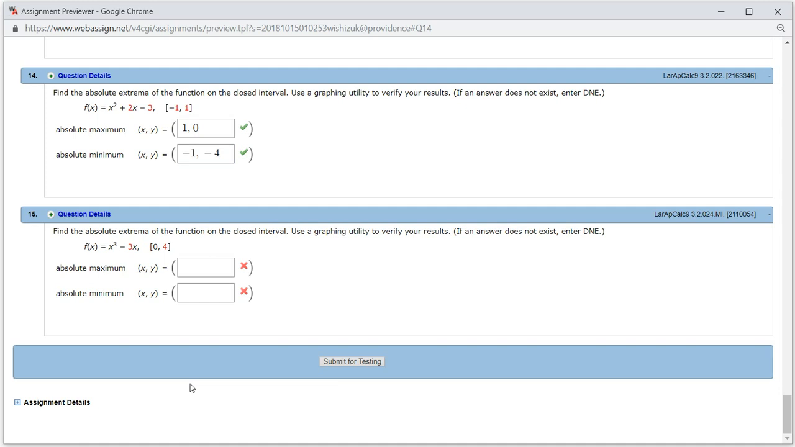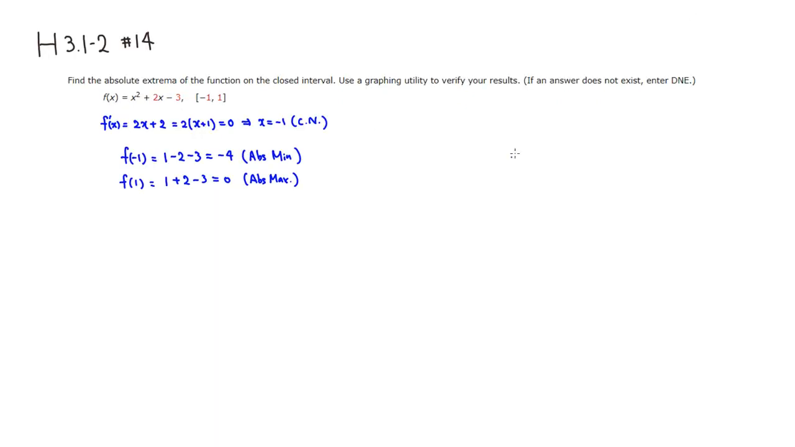I came back, and it looks like we got the absolute maximum and absolute minimum correctly. All right, that's it. I hope that this was clear.